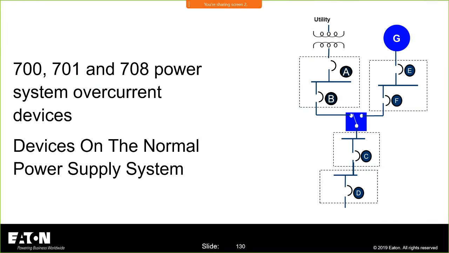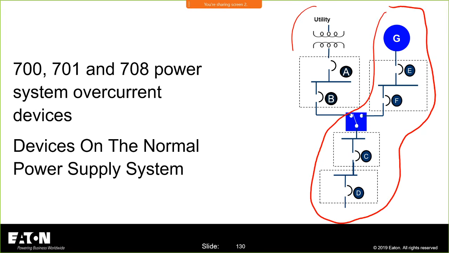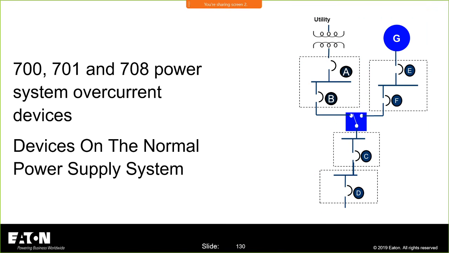Now, another thing you have to consider is which breakers have to coordinate. When I have a transfer switch in the picture and I'm looking at Article 700, 701, 708, which breakers have to coordinate with which? Because this is your Article 700 system, and this is outside of the Article 700 system. But what has to coordinate with each other?